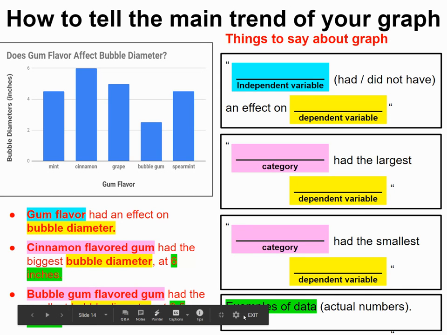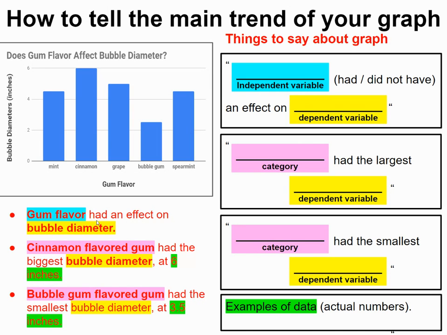All right. So gum flavor had an effect on bubble diameter. That's the independent variable, and I've color coded these. Had an effect on the bubble diameter. That's the dependent variable, the yellow. And you can tell that because the gum flavor is your x-axis. That's your independent variable, and the bubble diameter, that's your dependent variable, and that should be on the y-axis.